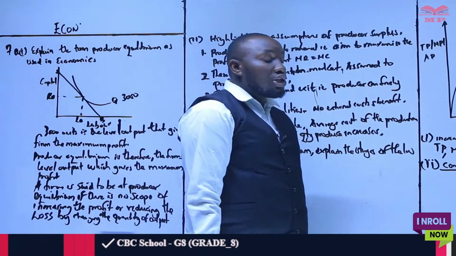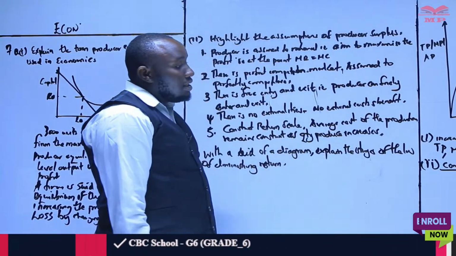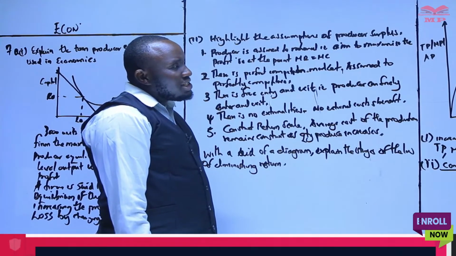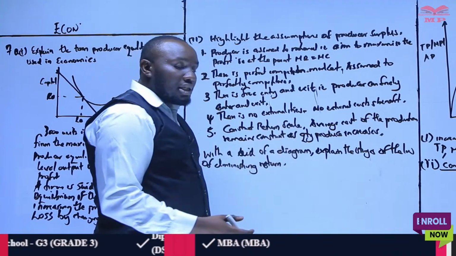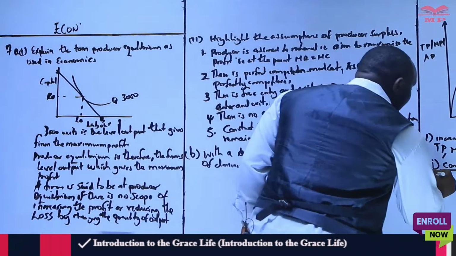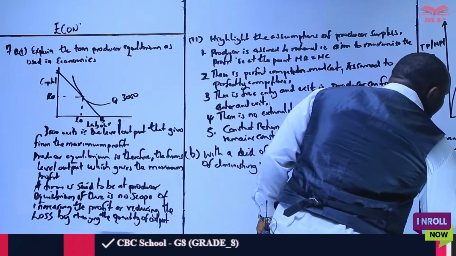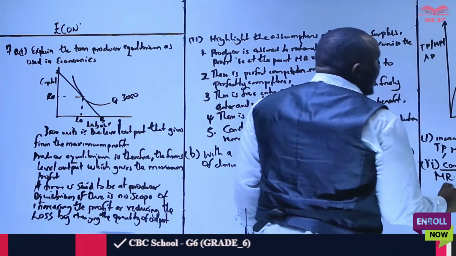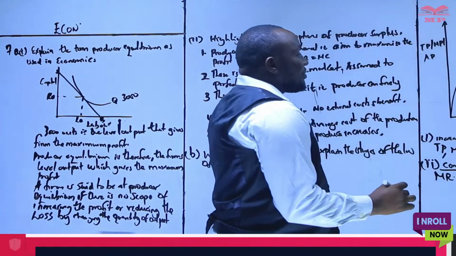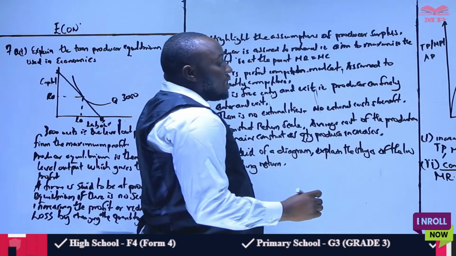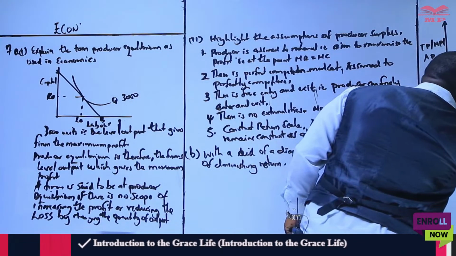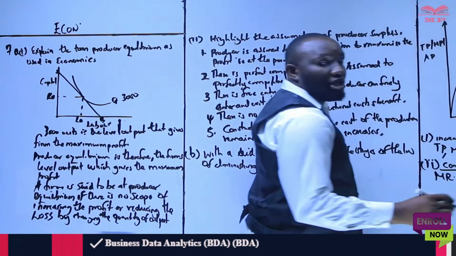to a fixed factor of production, which is land, we will see that at this particular stage, in as much as you can have the total product increasing, we'll see the marginal product remaining constant. Marginal product at a particular point, remaining constant.